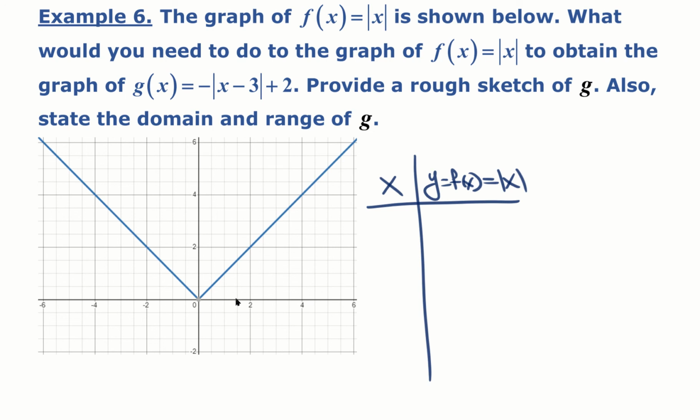So for example, when x is negative 2, y is going to be the absolute value of negative 2, which is 2. When it's negative 1, you're going to get the absolute value of negative 1, which is 1. When it's 0, you're going to get absolute value of 0, which is 0. When it's 1, you're going to get the absolute value of 1, which is 1. 2 will give you 2, etc. Notice that's why you get all these points. So negative 2, 2, negative 1, 1, 0, 0, 1, 1, 2, 2, etc. So you can see why it looks like that.